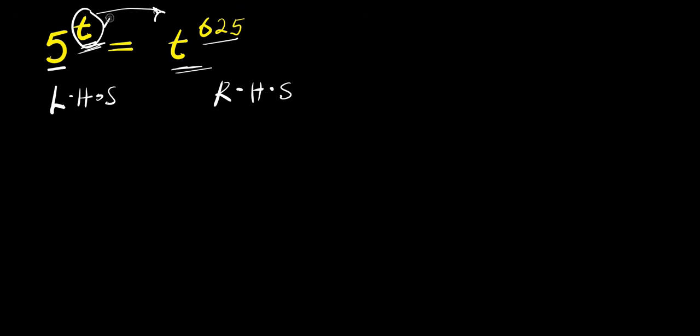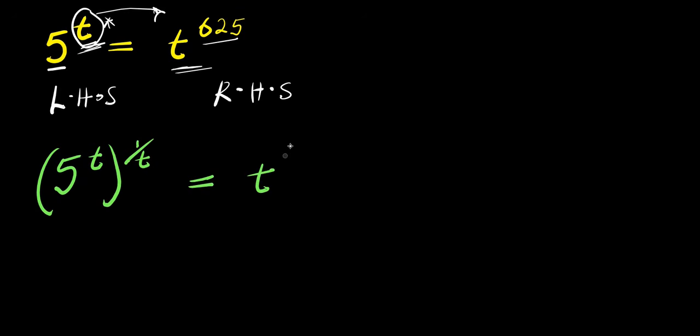So we need to eliminate this t here, and for us to achieve that, we multiply this exponent by 1 over t. I have 5 to the power of t, and this is raised to the power of 1 over t, and this equals t to the power of 65, and this is raised to the power of 1 over t.